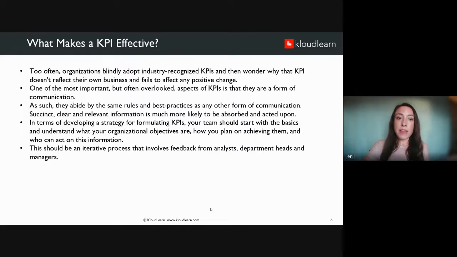In terms of developing a strategy for formulating KPIs, your team should start with the basics and understand what your organizational objectives are, how you plan on achieving them, and who can act on this information. This should be an iterative process that involves feedback from analysts, department heads, and managers.